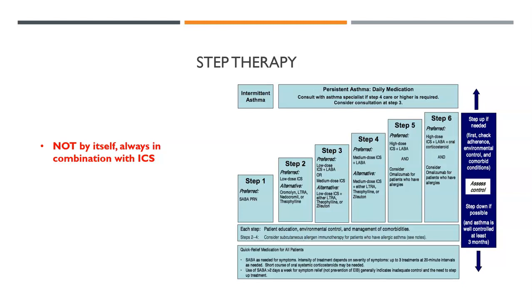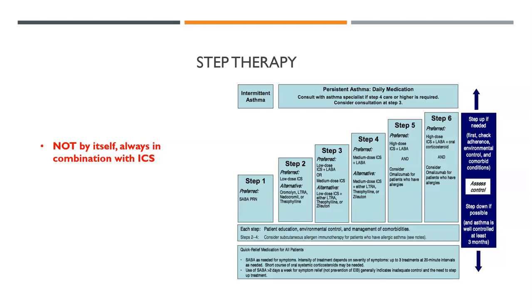And so if they have persistent asthma, they may need a daily medication. But consult with an asthma specialist if you get to step 4. That's above your level of specialty. So you consider a consultation really at step 3. So we do step 1, step 2. Hey, you know what? They're not doing well. They're still having some problems. Send them to the pulmonologist.